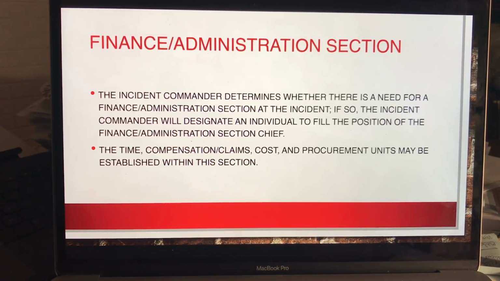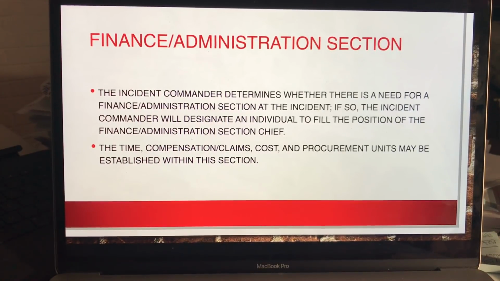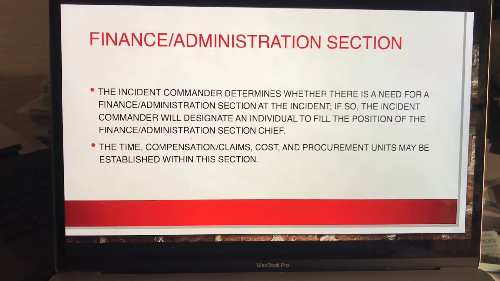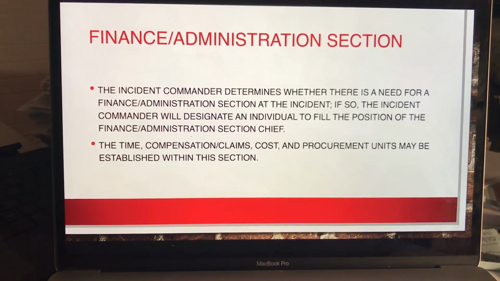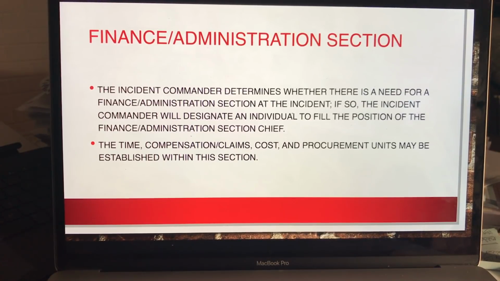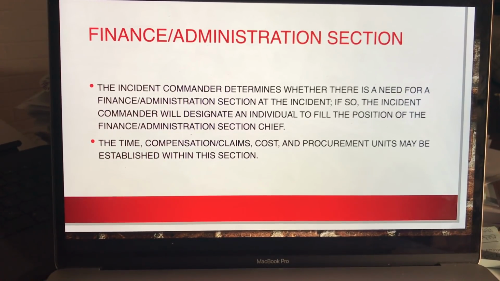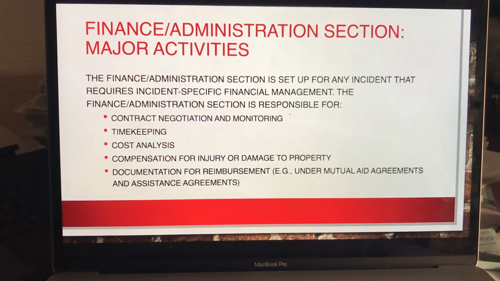Finance and administration section. Again, the incident commander must determine whether there's a need for a finance and administration section. If so, the incident commander will designate an individual to fill the position of finance and administration section chief. The time, compensation, claims, cost, and procurement units may be established within this section.